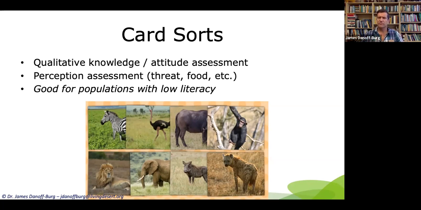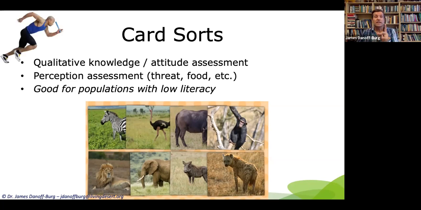It's also just kind of a fun engagement tool as well, even for people who do read well. Everybody loves to sort cards. Everyone loves cards. So you can ask lots of questions with these card sorts, and you're limited only by your imagination and your creativity. It's really a fun tool.